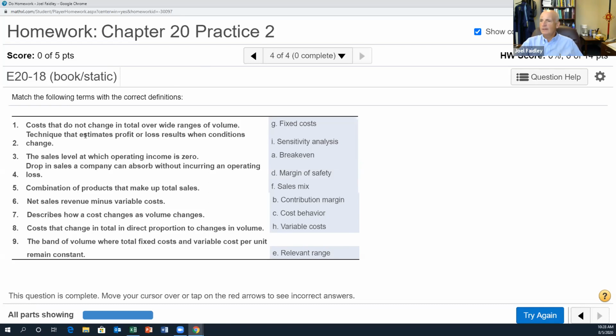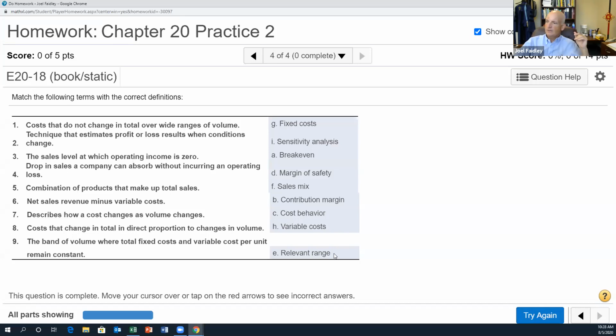Okay, so 2 is the technique that estimates profit or loss results when conditions change. What's the technique? Sensitivity analysis. What if? The sales level at which operating income is 0. Sounds like break even, doesn't it? Drop in sales a company can absorb without incurring an operating loss: margin of safety. Combination of products that make up total sales, that's your sales mix. Net sales minus variable costs, that's contribution margin. Describe how a cost changes as volume changes: behavior. It's fixed and variable. Costs that change in direct proportion to changes in volume, that's variable.